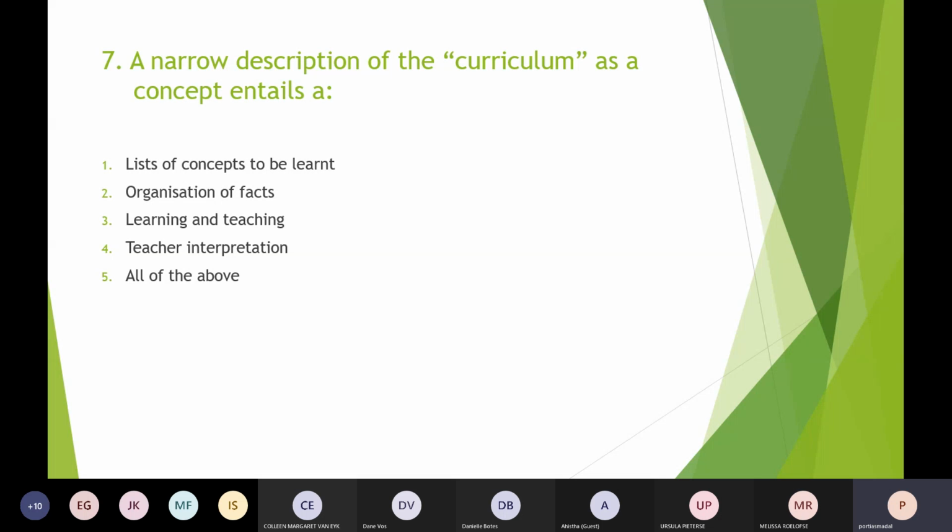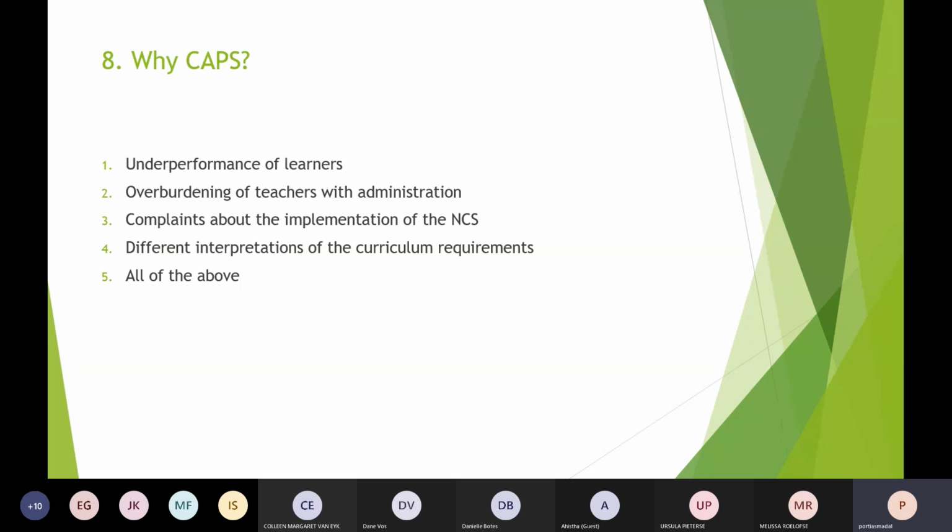Yes, Colleen, you're quite right. It's the fact. It's the concepts we teach children in our classroom. So the narrow description of the curriculum is number 1, the list of concepts to be learned. All right. Anyone disagree with me? All right. Okay, let's look at number 7.